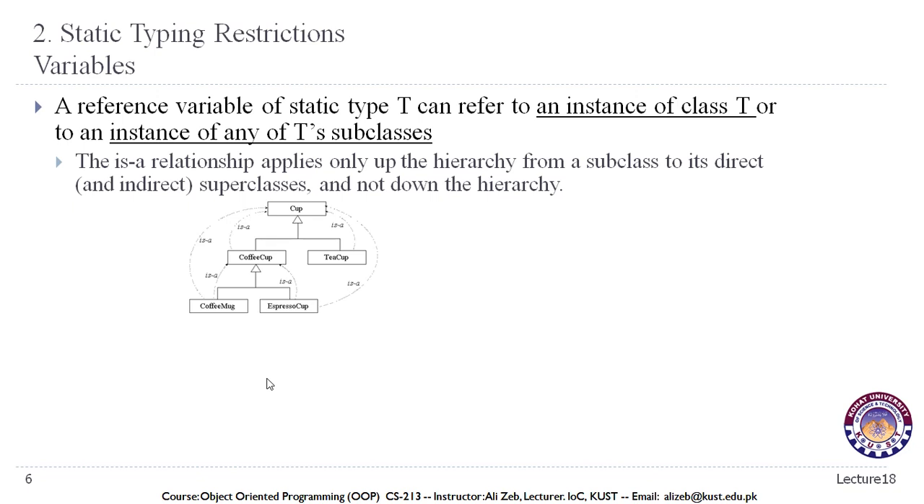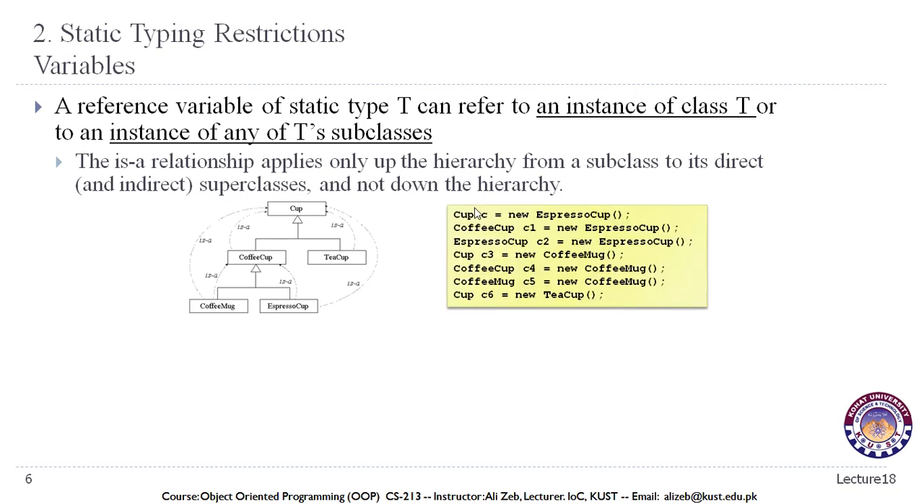So we can only say that a teacup is a cup. The relationship does not apply down the hierarchy. And we need to take care of this when we declare objects of these classes. So for example, Cup C can be declared an object of the subclass EspressoCup, that is at the bottom of the hierarchy. We can declare this with the reference of the superclass, that is the supermost class Cup C.